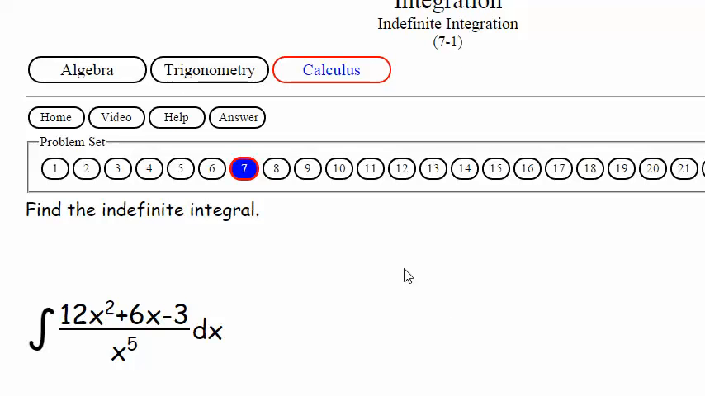So let's write that down. We got 12x squared plus 6x minus 3, and it's all over x to the fifth dx. Alright, so we'll go over here to the whiteboard and let's write that down.